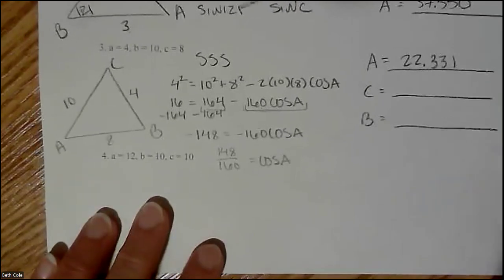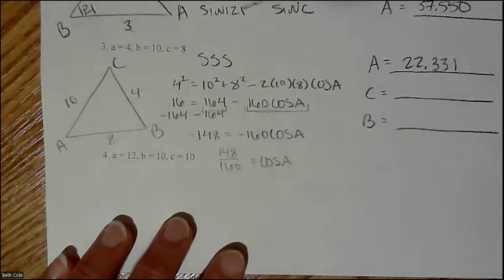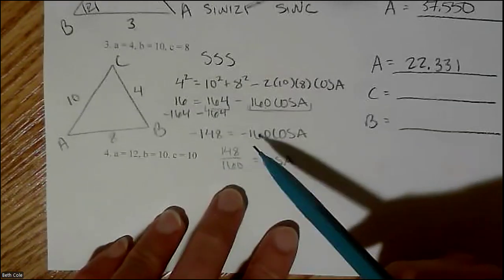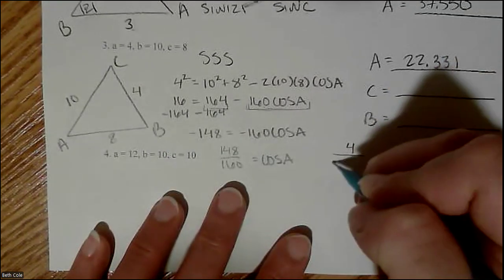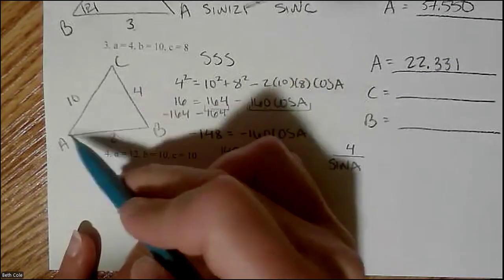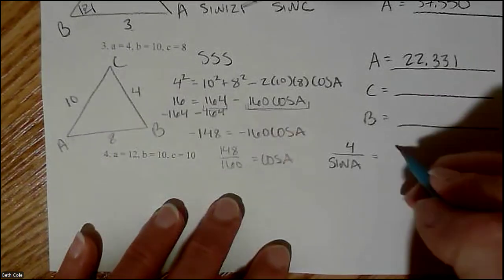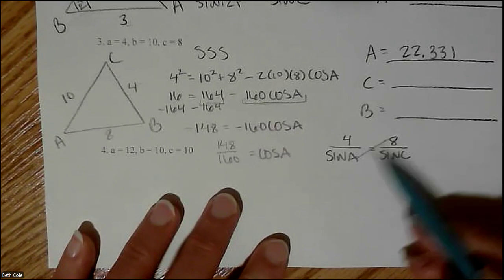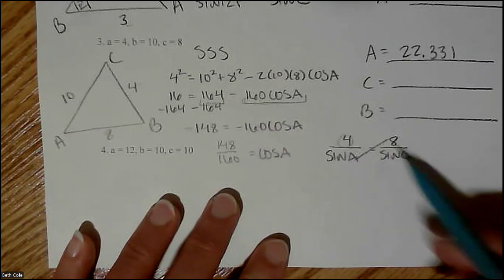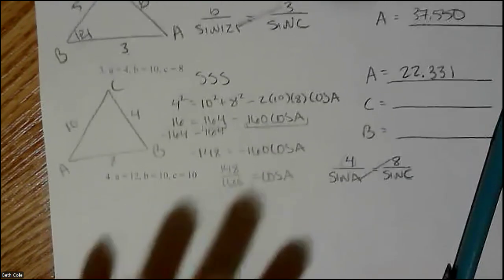So now that you have angle A, you have a side across from an angle, which means you can do law of sines, which is better because it's way shorter than all of this now that you have angle A. So we're going to do 4 over sine of A equals, and then the next one we're finding is C. So it's going to be 8 over sine C. So we're going to cross multiply and divide by 4. But since you're looking for an angle, you need sine inverse. So it's sine inverse and then cross multiply and divide.